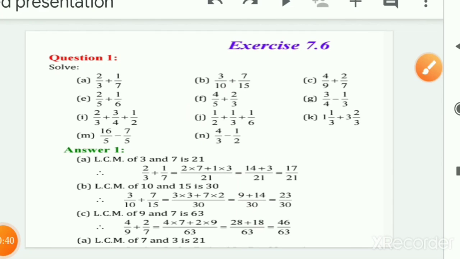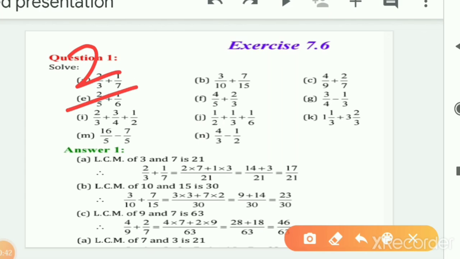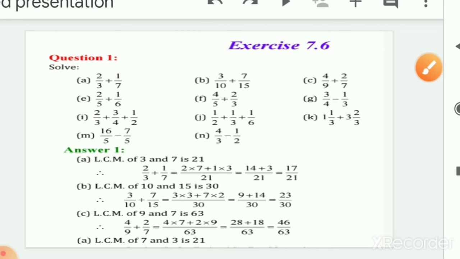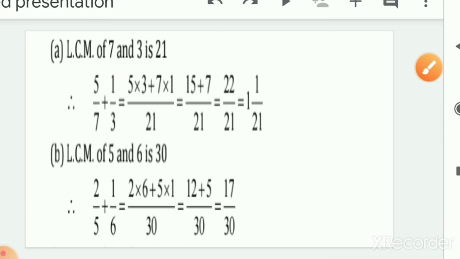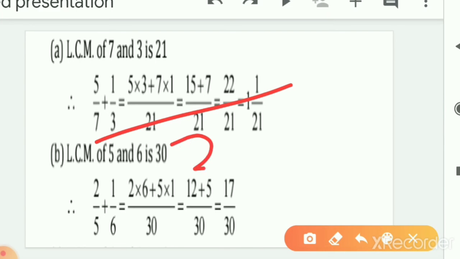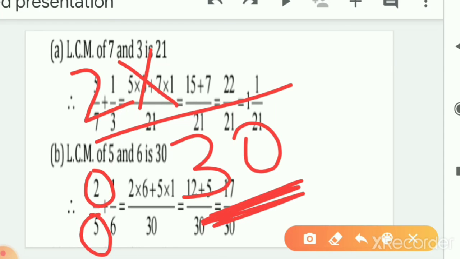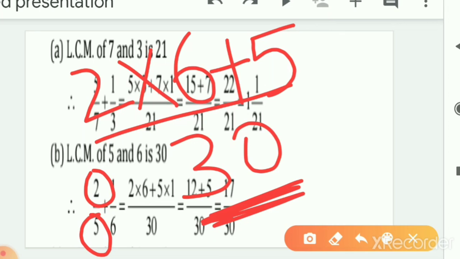Okay, now moving to question number E, we have 2 by 5 plus 1 by 6. Now take the LCM of 5 and 6. Yes, it will be 30. Okay, so we have 2 here, 2 will be here. Same way, multiplied. Now in the table of 5, 30 comes how many times? 6 times. So we will multiply numerator by 6. Then make plus sign here. We will write here 1.